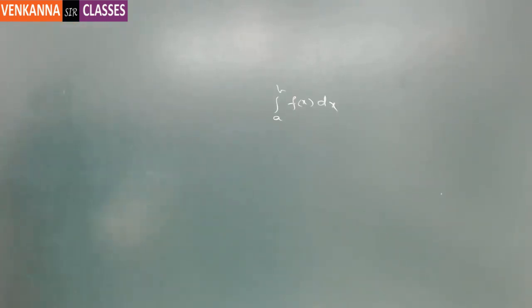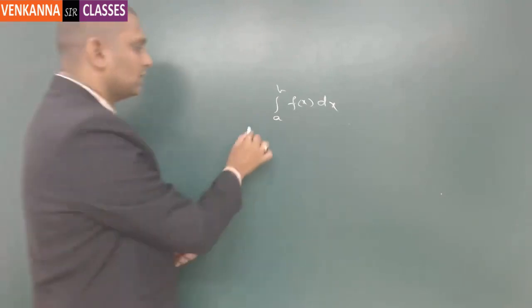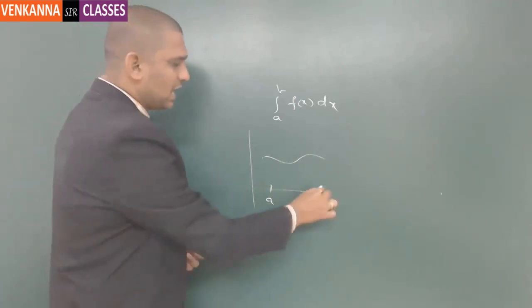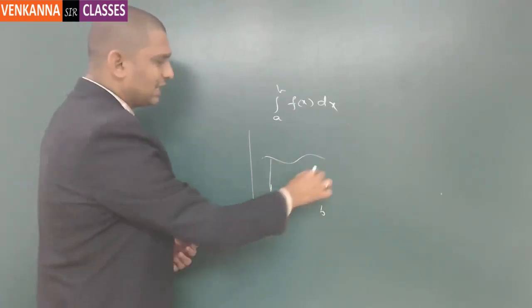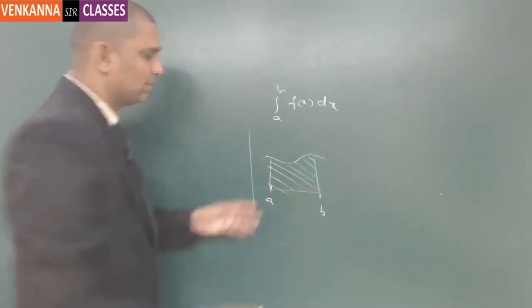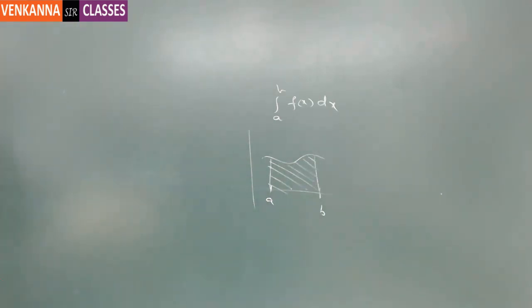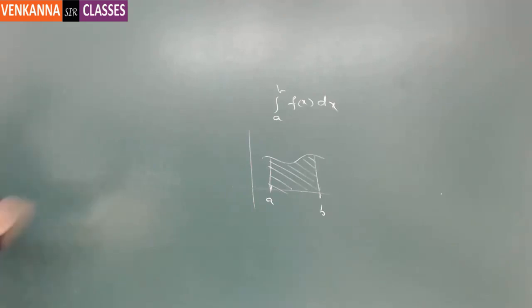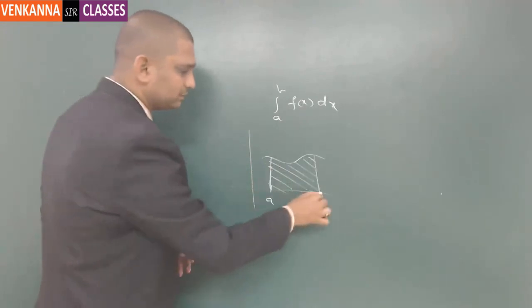So the bounded region between a and b. In other words, if this is the function, this is a and this is b, you are going to calculate the area bounded by the curve and the axis between a and b. Do you agree? Anybody has any query over this one, if you consider the definite integral? Fine. Now our main intention is nothing but calculating this bounded region.